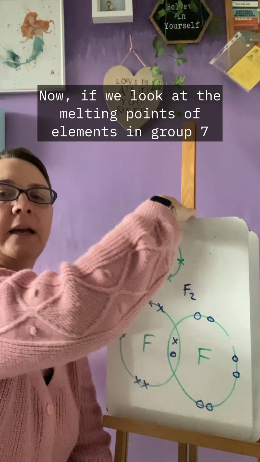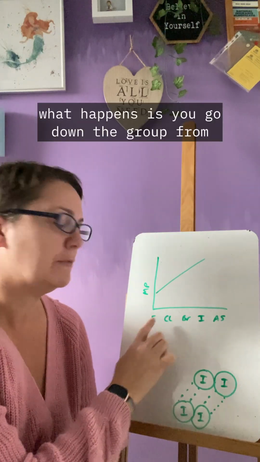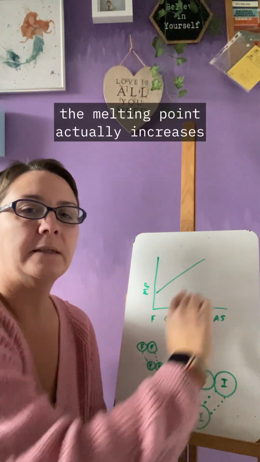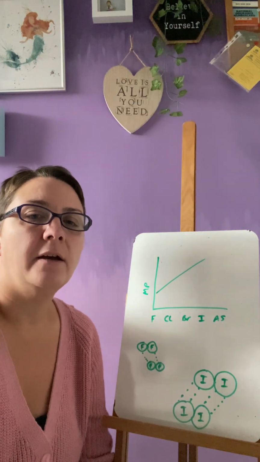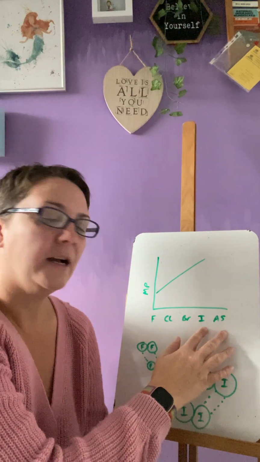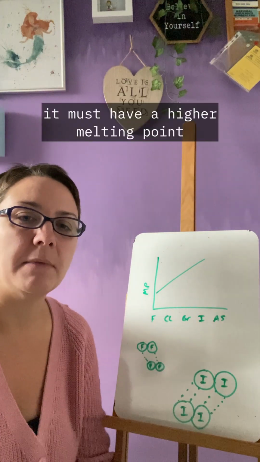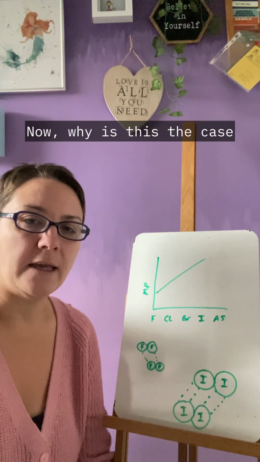Now, if we look at the melting points of elements in group 7, what happens as you go down the group from fluorine along to astatine, the melting point actually increases. And you might already know fluorine, chlorine and bromine are gases at room temperature. Iodine and astatine are actually solids. So that's an easy way of remembering it. If it's a solid, it must have a higher melting point. Now, why is this the case?